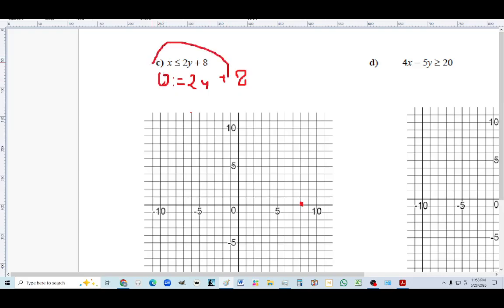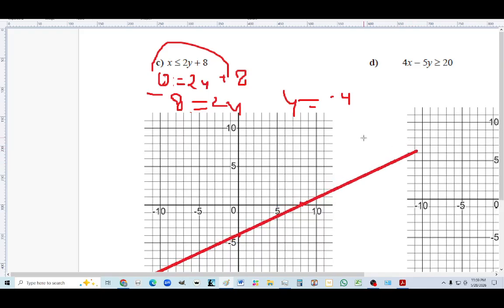So we bring the 8 over, minus 8 is equal to 2y. We divide by 2, y is equal to minus 4. So we get the next point right here. Then we just join the line. Like this. It's not really well joined, so there we go, a little bit closer. There we go, and a little bit off still. So something like that.